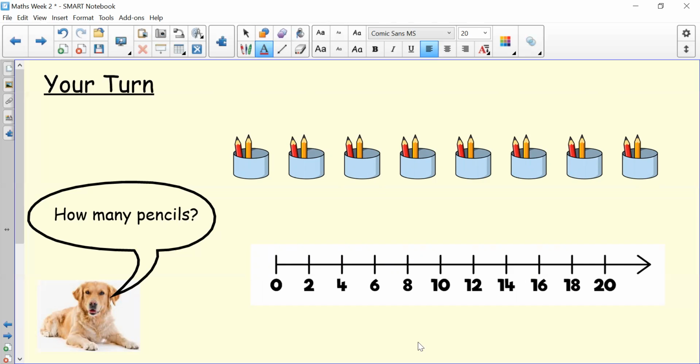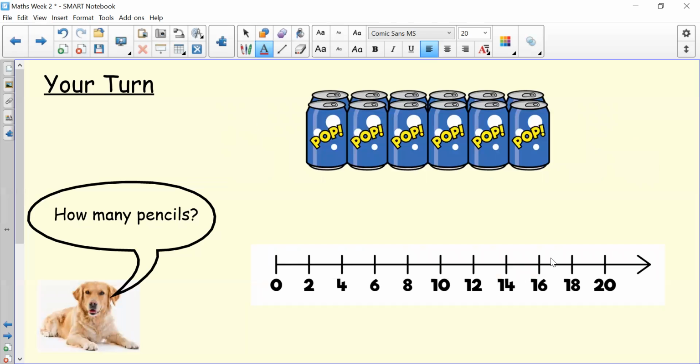Can you pause the screen here to count the pencils by counting in 2s or skip counting? If you need to, you can use this number line to help you. So pause here to have a go. Okay, how did you get on? Right, let's see if you were right. So we've got 2, 4, 6, 8, 10, 12, 14, 16. There are 16 pencils. Did you get 16 as well? Superstar. Right, let's try it again.